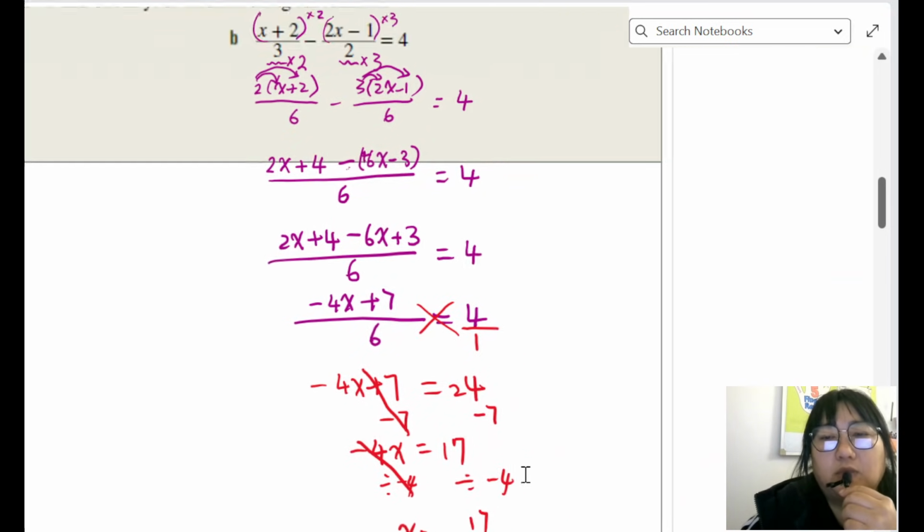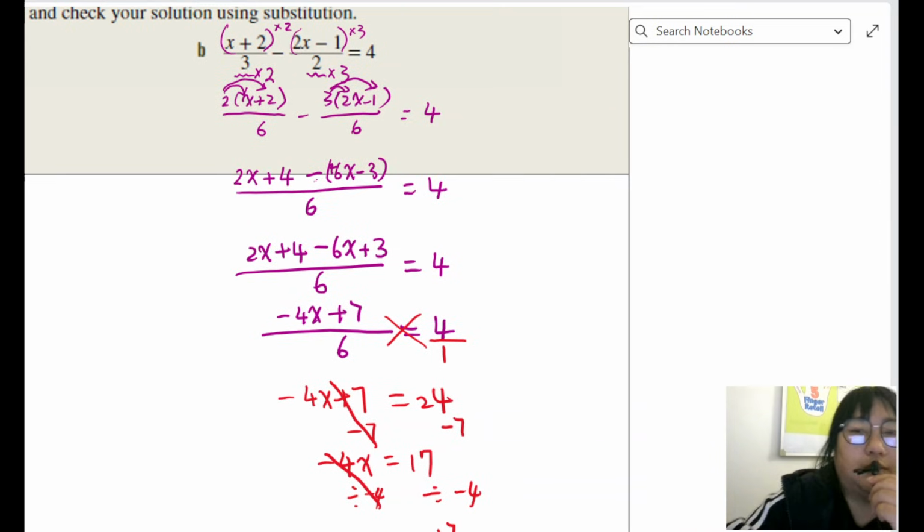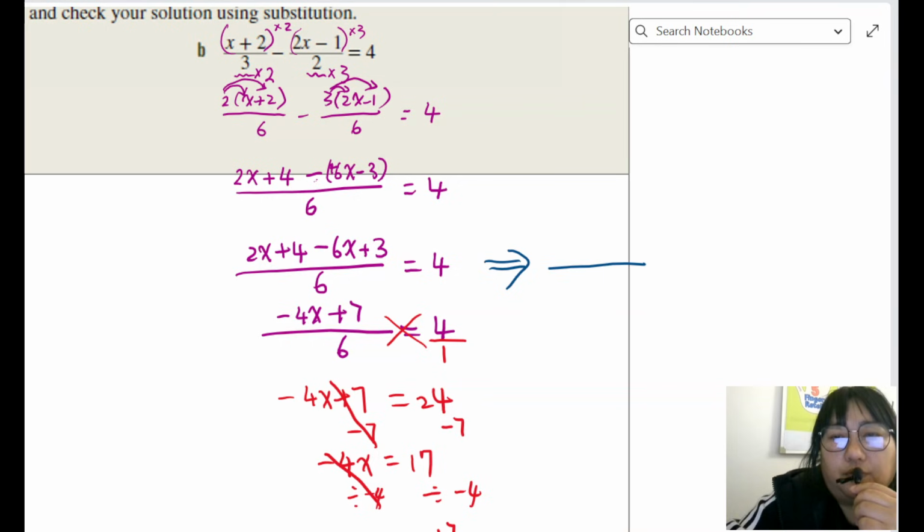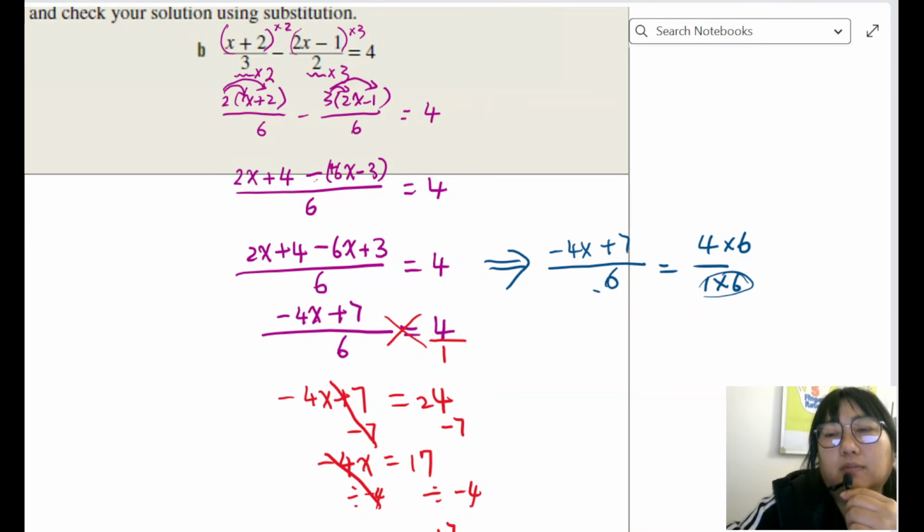And some of my students are very confused from this step. They'll say, Miss, why can we do it this way? Okay, if they are confused, I will follow that way. So I got this: 4x plus 7 over 6 equals 4. And the 4, I change that to 4 over 1. I change to the same denominator, so I use 1 times 6. So they have 6 on the right hand side, and also I have 6 on the left hand side.